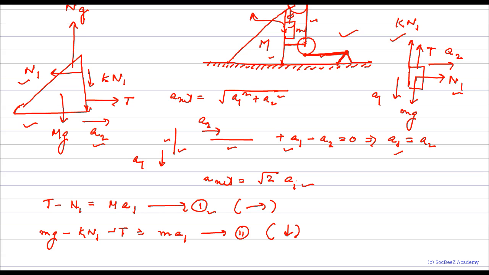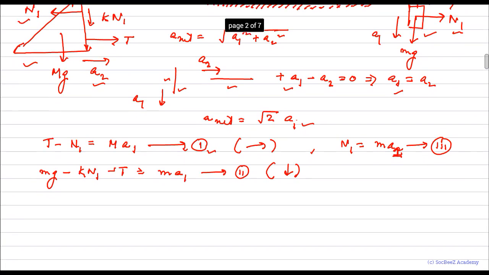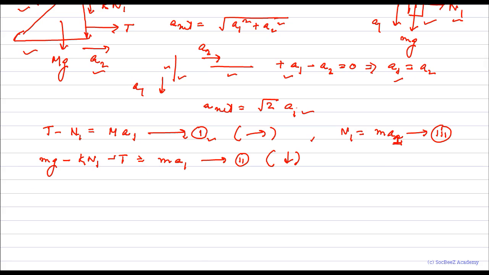Now if I write the force equation along the horizontal direction for this block, I'll write N1 must be equal to small m into a2. So this is my third equation. Sorry, this can be written as a1, because a1 equals a2. So in this problem, now I have 3 unknowns and 3 equations. I can easily obtain the value of a1. I am not solving the equations again; I am straight away writing the value of a1.